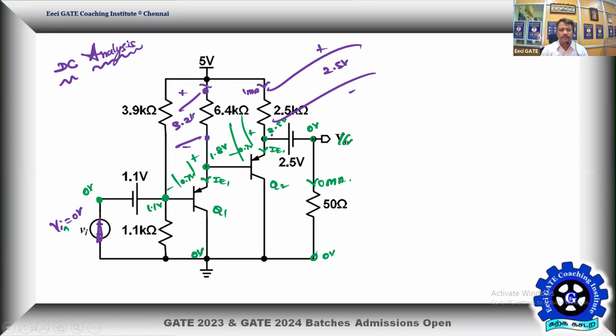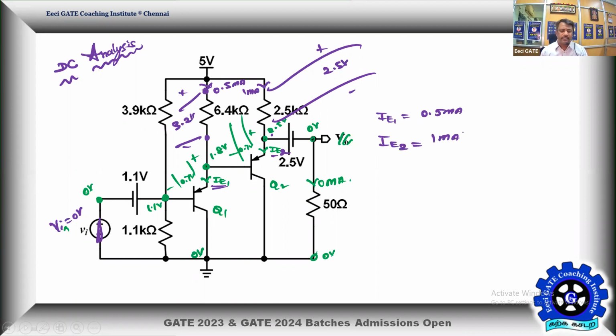3.2 across 6.4 will make 0.5 milliamps. So you know your IE1, capital IE1, okay, this is IE2 and this is IE1. So the conclusion is capital IE1 is equal to 0.5 milliamps. That's the Q point current of transistor 1. And this is the Q point current of transistor 2, that is equal to 1 milliamps.